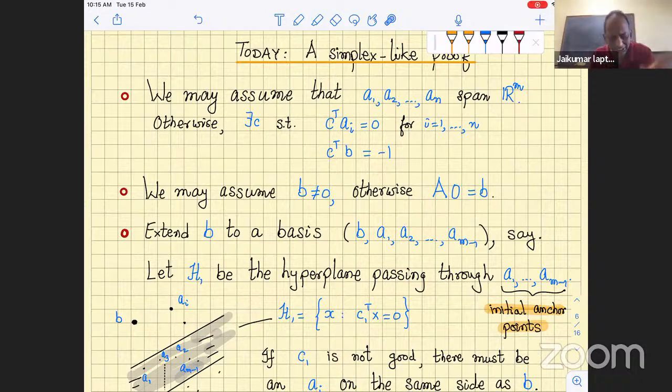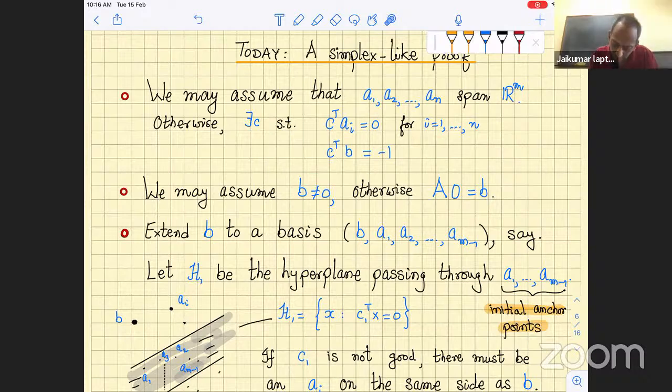Okay. So the interesting case is when A1 to AN span the whole space. Also, we can assume that this B, the vector which we are trying to generate out of A1 to AN, is not equal to 0. Otherwise, obviously, it is in the cone of A1 to AN. So we are assuming that if the first condition doesn't hold, if B is not in the cone, then we can find such a hyperplane. But if B is 0, then it is definitely in the cone. So we can assume that B is not 0.